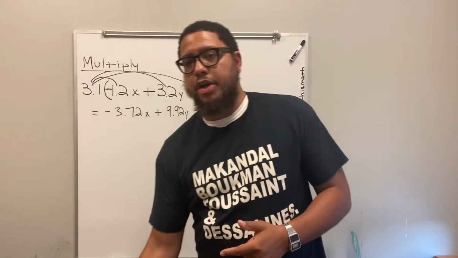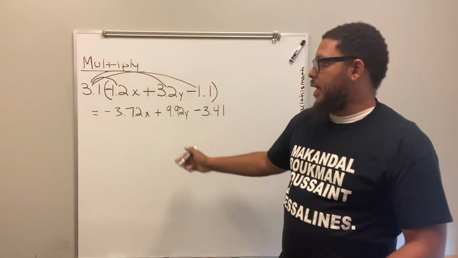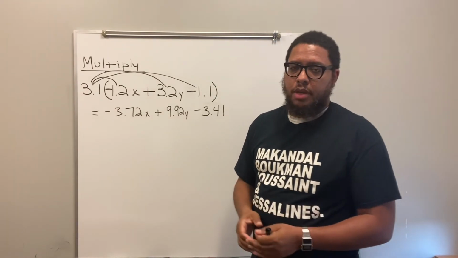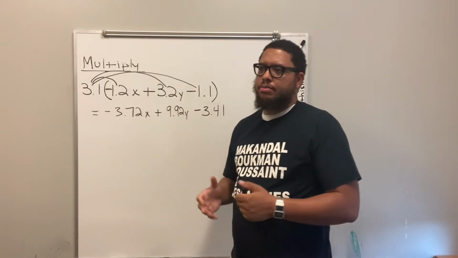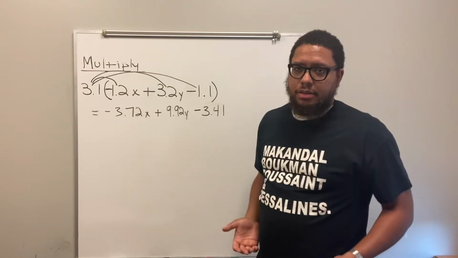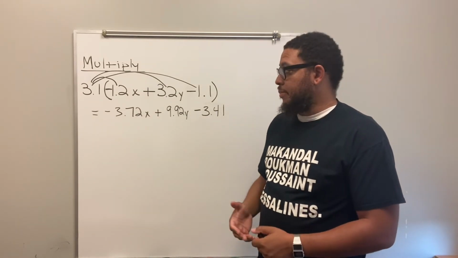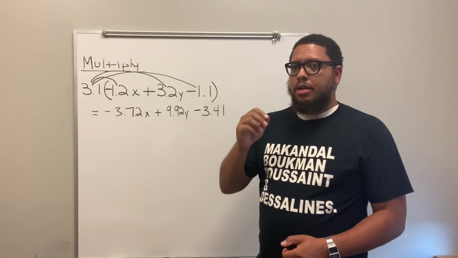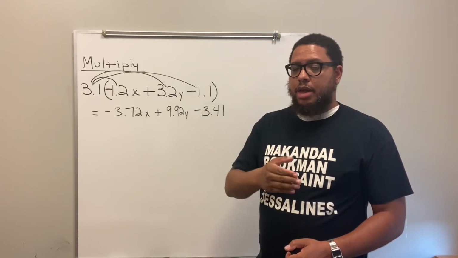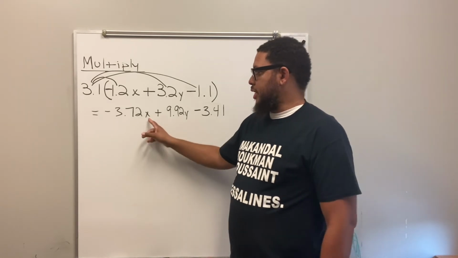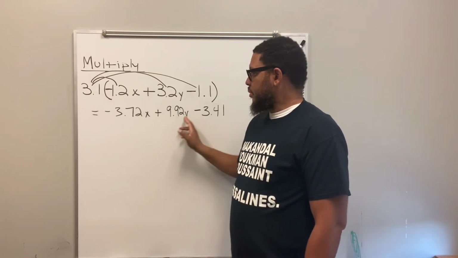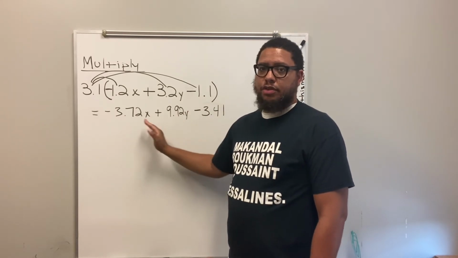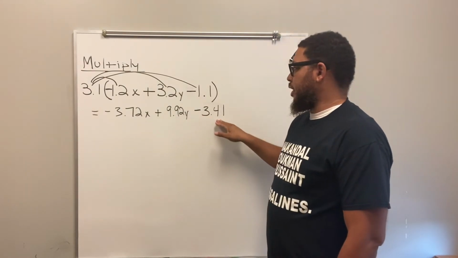The way we know it's our final answer is because we can't combine any like terms, because we don't have any like terms. In case you don't know what like terms are, they're terms that are alike. If you have a term that has a variable in it, like an x or a y, all the variables have to be the same and with the same exponent. So this has an x to the first power in it. This has a y to the first power in it. So these are not alike. They're different. This is just negative 3.41.